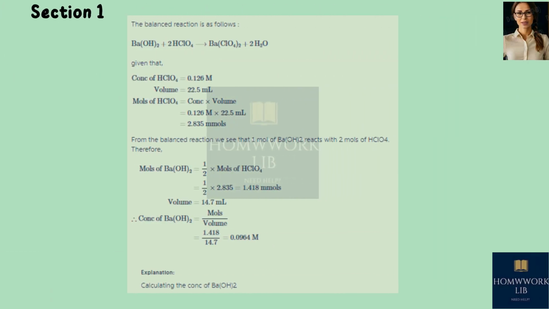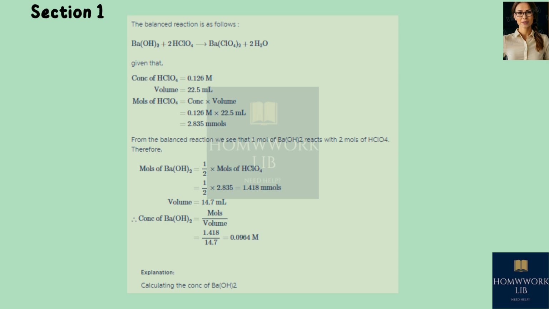The balanced reaction is as follows: Ba(OH)2 + 2HClO4 → Ba(ClO4)2 + 2H2O. Given that, concentration of HClO4 equals 0.126 M, volume equals 22.5 mL. Moles of HClO4 equals concentration times volume equals 0.126 M times 22.5 milliliters equals 2.835 mmol.